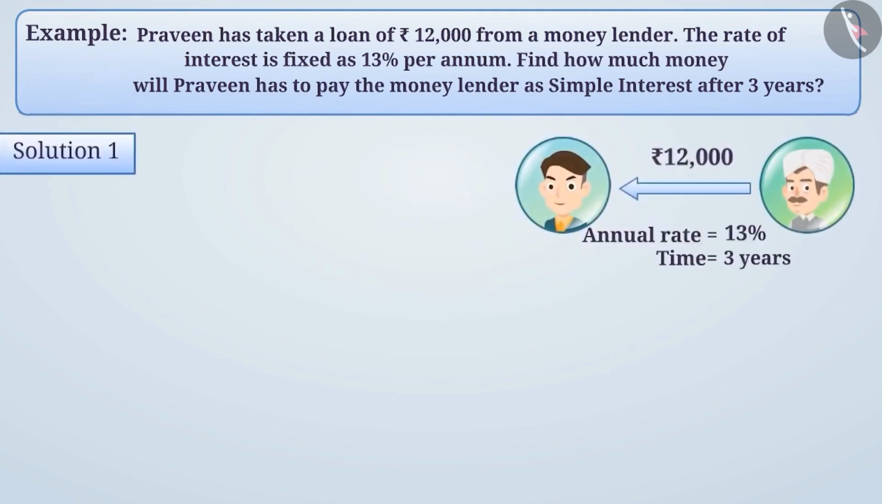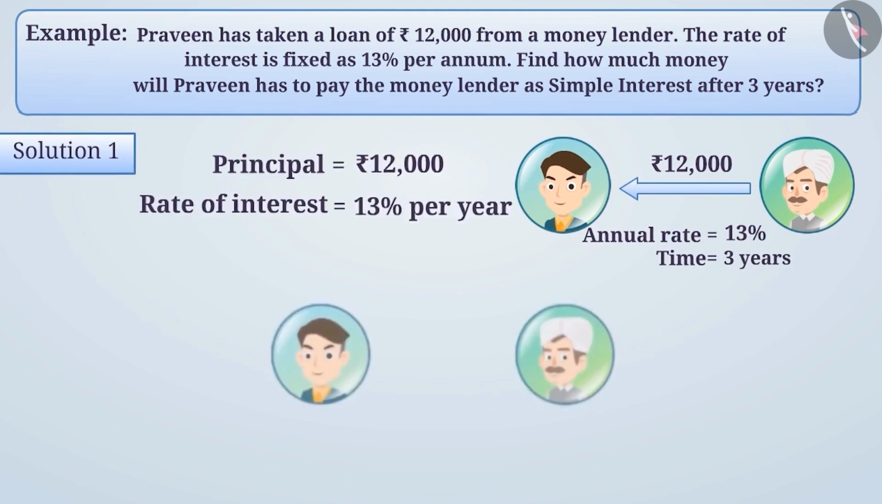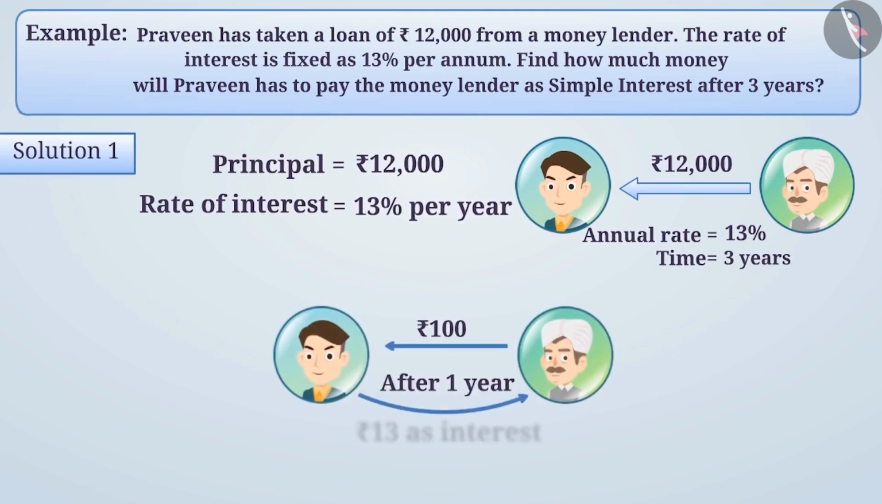Solution 1. Here, Rs 12,000 is borrowed, therefore, the principal is 12,000 rupees. Rate of interest is 13% per year. This means if Praveen takes a loan of Rs 100, then after 1 year he has to give Rs 13 as interest to the moneylender.